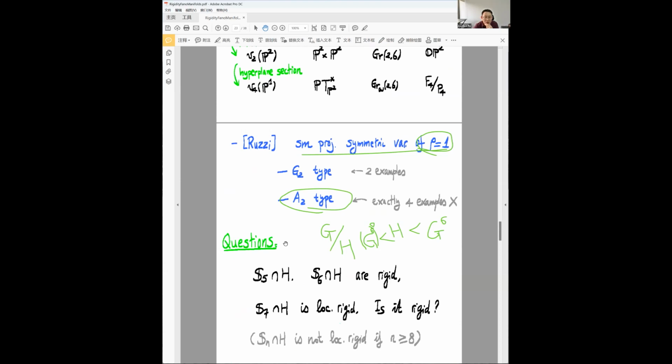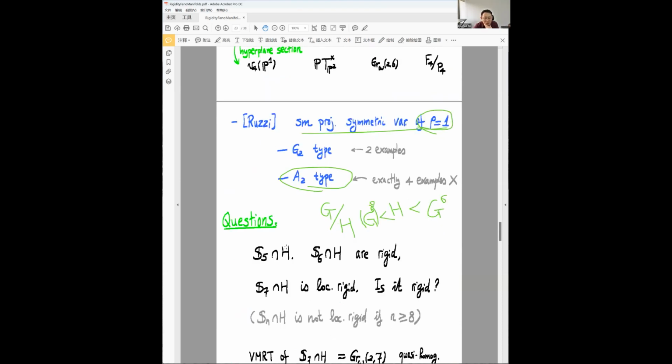Okay. Also, another question which remains is, for example, from this theorem, this S5, this is the 10-dimensional spinor variety, and you take just a hyperplane section of this 10-dimensional spinor variety. This is a Mukai variety, and then this is rigid. This just follows from Mukai's classification of Mukai varieties. And then our theorem says the second spinor variety, S6, hyperplane section with S6 is also rigid.